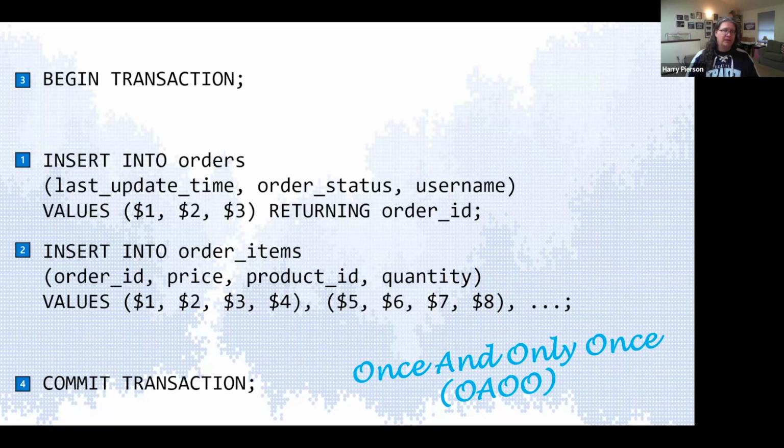We want to create the order once. We want to charge the user's credit card once. We want to ship the order to the customer once. If any of these steps don't happen once and only once, that leads to a bad business outcome. The problem is computers are very bad at guaranteeing once and only once execution.